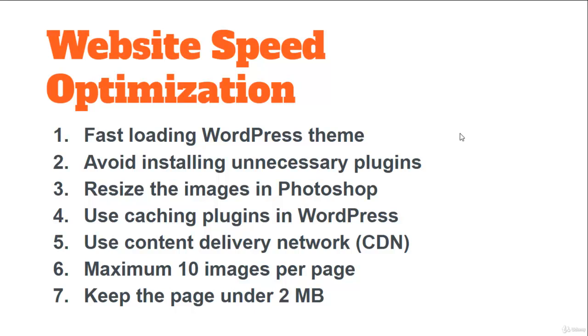So you need to keep in mind these 7 simple points for speed optimization, especially when you are using WordPress. You need to select a fast loading WordPress theme because some themes load very slowly and you should be very careful. I will give you a list of fast loading WordPress themes which you can use for any type of website on WordPress. Now the second point is avoid installing unnecessary plugins.